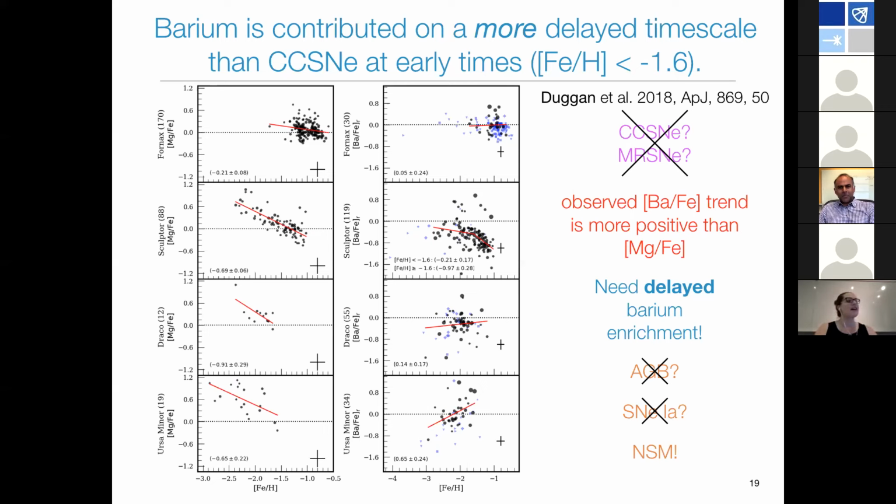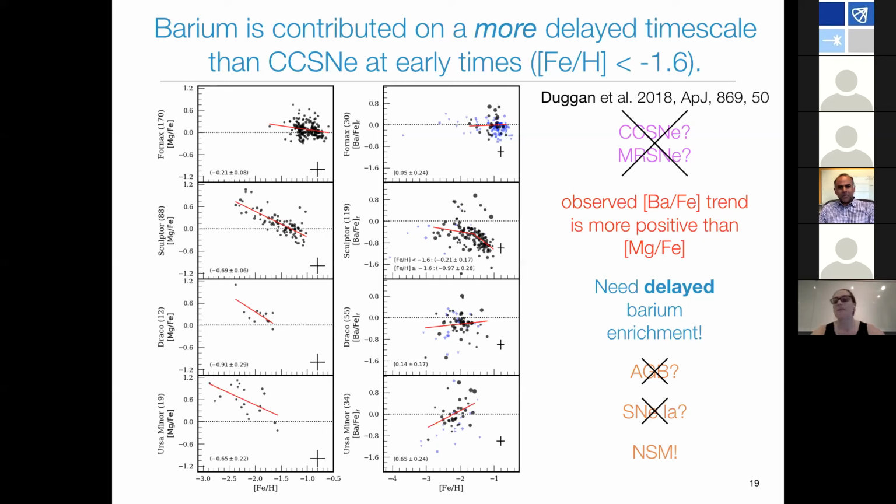And so again, we need a delayed contribution because of a positive slope, which is most clearly seen in Ursa Minor and Draco. As type Ia supernovae are contributing large amounts of iron, we're still getting a significant amount of barium contributed in order to get this positive slope. And so this was the main result of my paper published last month.